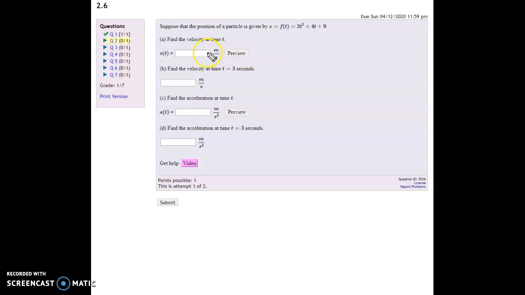So find the velocity. So we want the speed. So if this is position, speed would be the rate of change of the position. And thankfully, in calculus, we have a very nice thing for rate of change. That's just asking for the derivative. So the derivative of the position function will give us the velocity function that we're looking for.